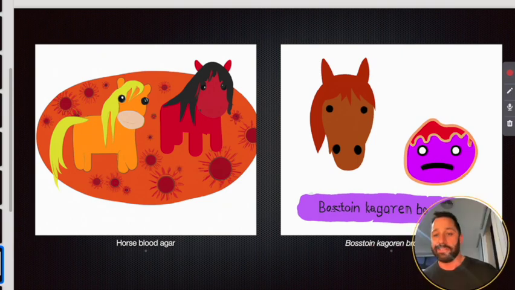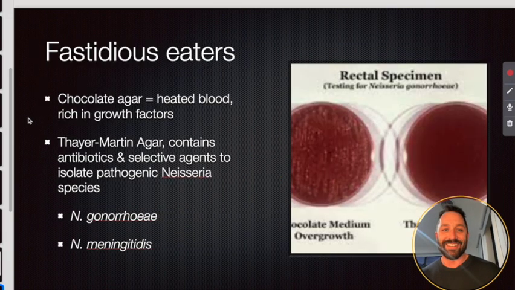Let's continue. Fastidious eaters. We use chocolate agar for that, which is heated blood. It's rich in growth factors. And then there's a sub-variant of that, which is the Thayer-Martin agar, which contains antibiotics and a bunch of other stuff, which basically allows us to select for this specific fastidious eater in terms of the Neisseria species, so gonorrhea, or more rarely the meningitis ones.